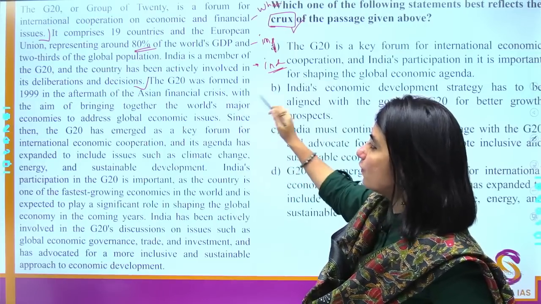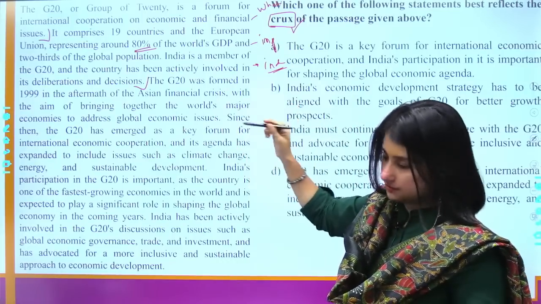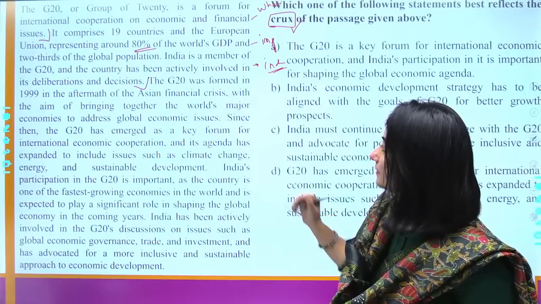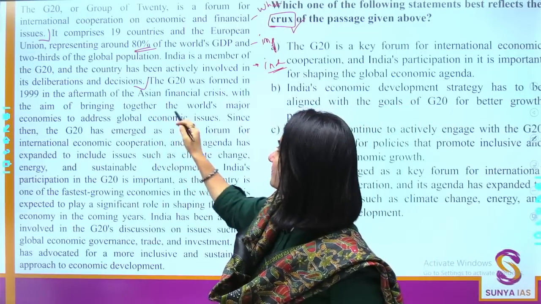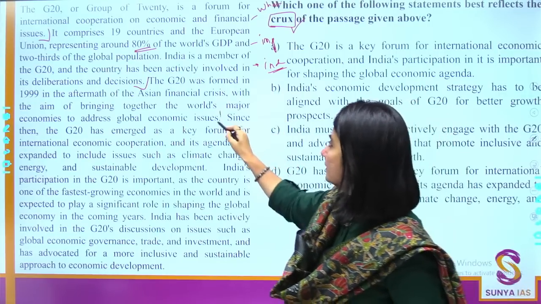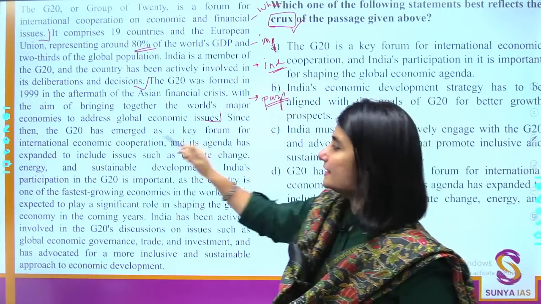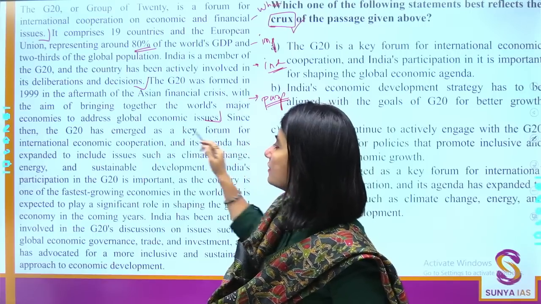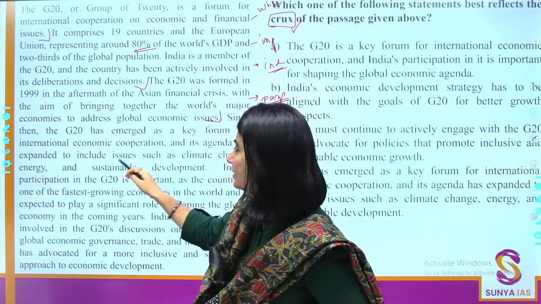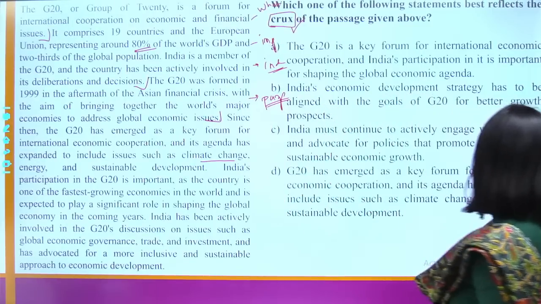The G20 was formed in 1999 in the aftermath of the Asian financial crisis with the aim of bringing together the world's major economies to address global economic issues. So now, purpose, genesis. Since then, the G20 has emerged as a key forum for international economic cooperation and its agenda has expanded to include issues such as climate change, energy and sustainable development. Okay?